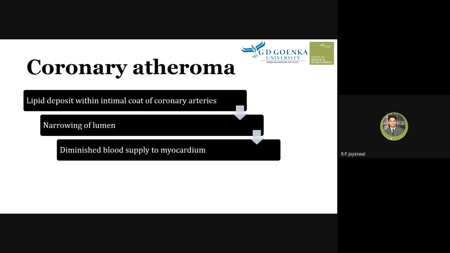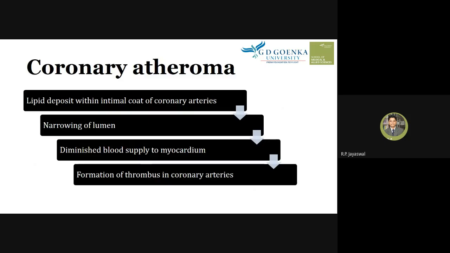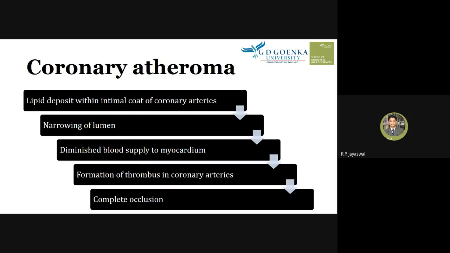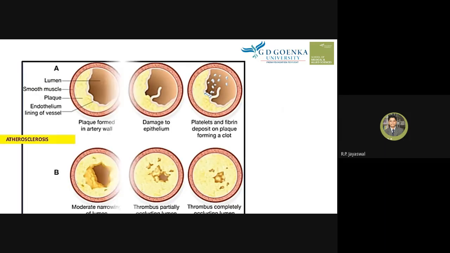So the blood supply is decreased, and there may be formation of a thrombus in the coronary arteries. If there is a thrombus in the coronary arteries, it causes complete occlusion, and the complete occlusion finally causes infarction, or heart attack. So this is the image which shows how it happens.